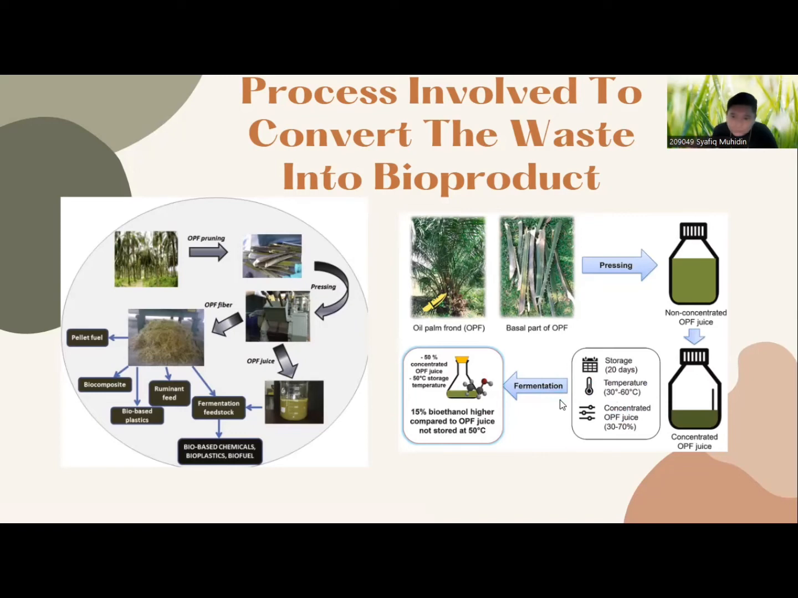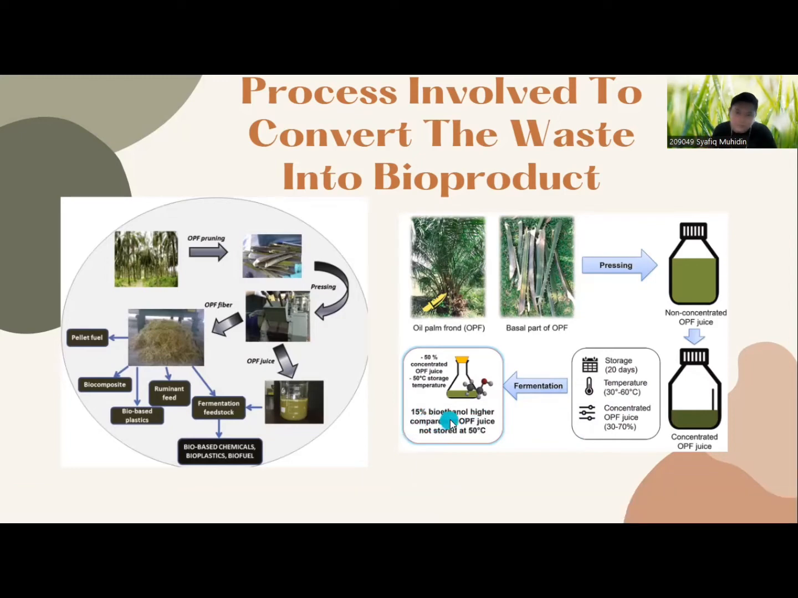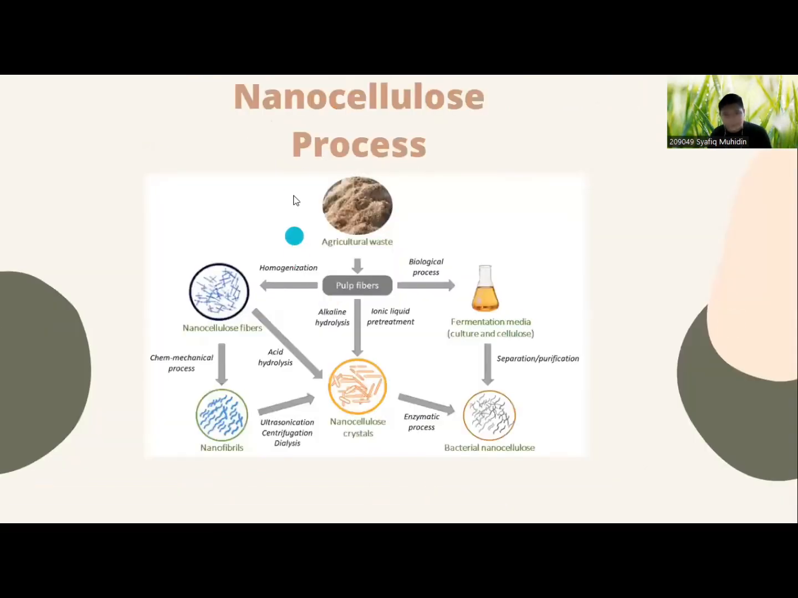The most suitable environment for fermentation is 50% concentrated OPF juice and 50 degrees Celsius storage temperature. It is because we can get 15% more bioethanol compared to OPF juice not stored at 50 degrees Celsius. Next, I will talk about the nanocellulose process.